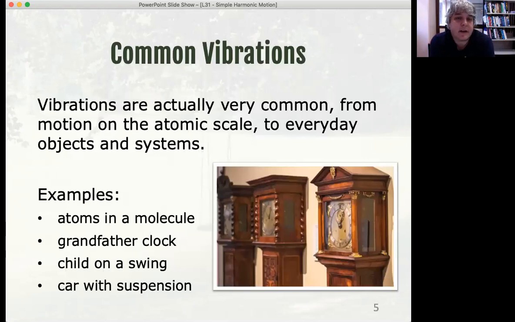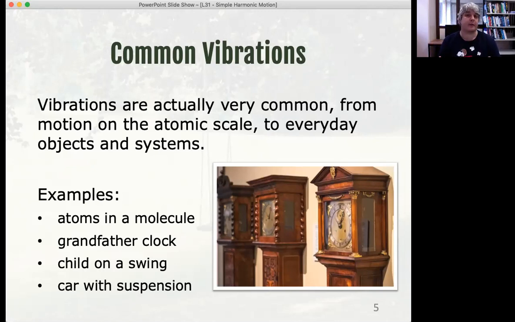There are a lot of everyday scenarios involving vibrations. They are very common, right down to the atoms in a molecule. They will vibrate a lot of the time. Remember, we talked about molecules as having this way of storing internal energy in their vibrations. And so that would be where you've got two nitrogen atoms forming a molecule, and they vibrate back and forth. So the bond is acting like a little spring, and they vibrate. And so that's a form of vibration.